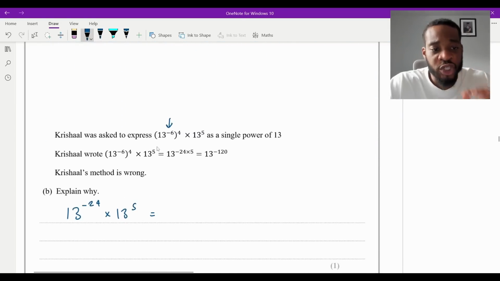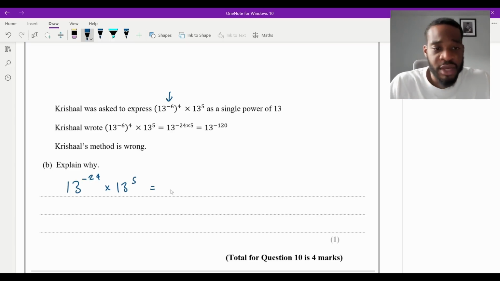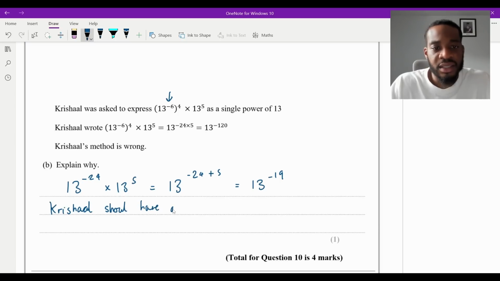So what Krishal needed to have done here is actually add the powers together instead of multiply them. Yeah. So it would actually be 13 to the power of minus 24 plus 5 from here, isn't it? Which is literally just going to be 13 to the power of minus 19, right? So that should be the answer. And now we can explain why. So what we can say is that Krishal should have added the powers instead of multiplying them.